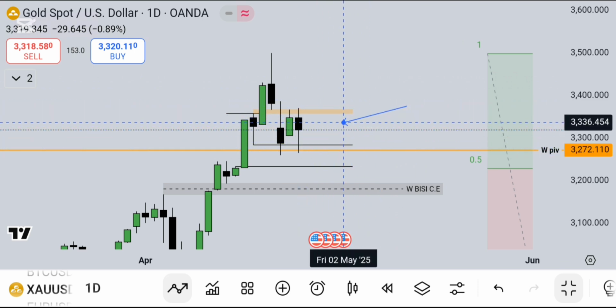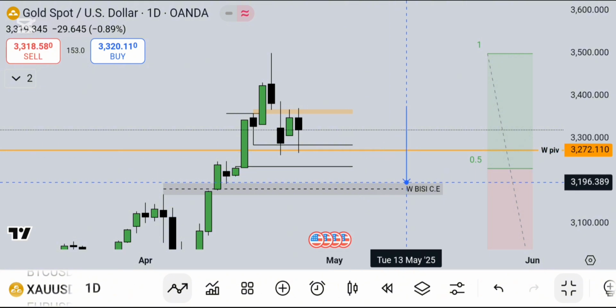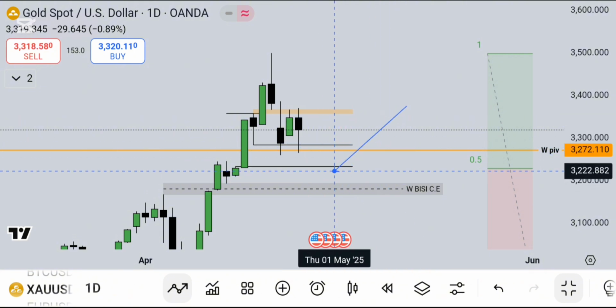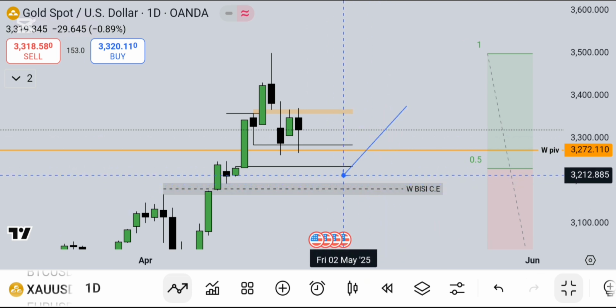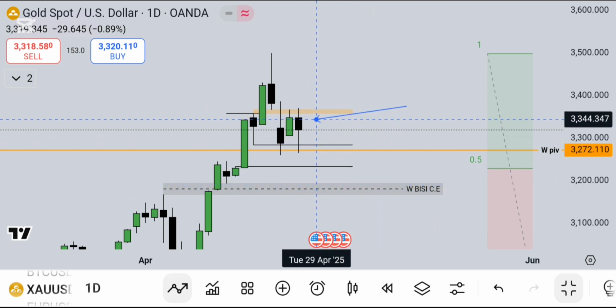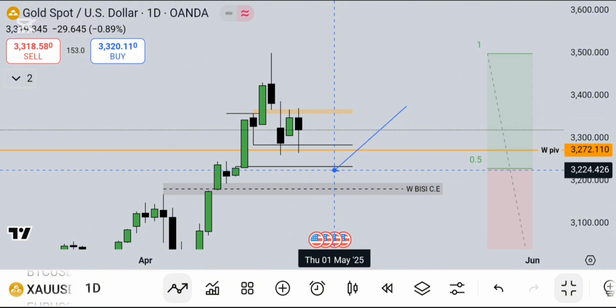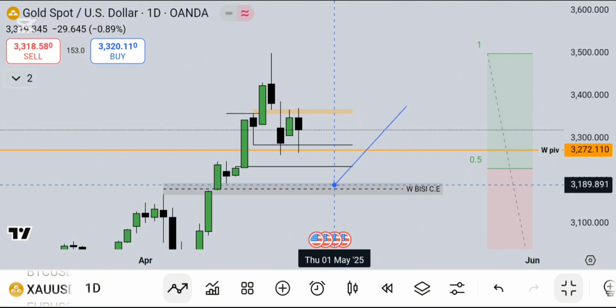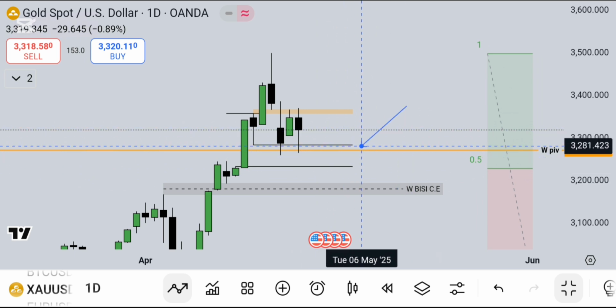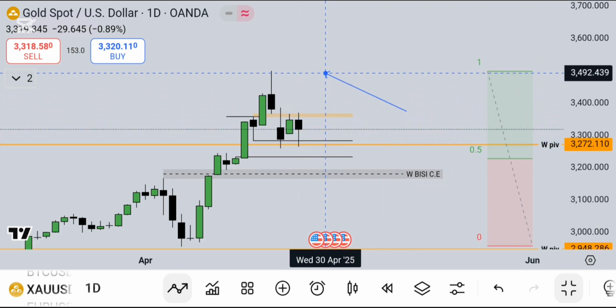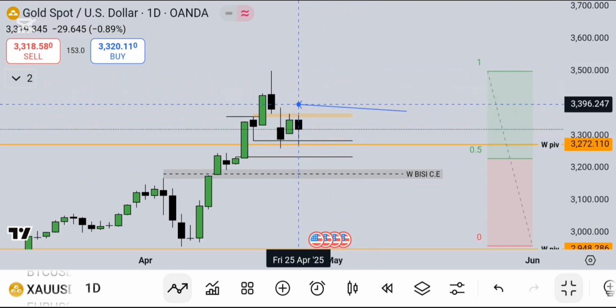But more of it, I expect lower prices for next week, right? Like, this is the goal for next week. It's not that I'm expecting lower prices for the whole week, since price may only deliver here for 2 days, then it continues to the upside, right? Because gold only consolidated the previous week.